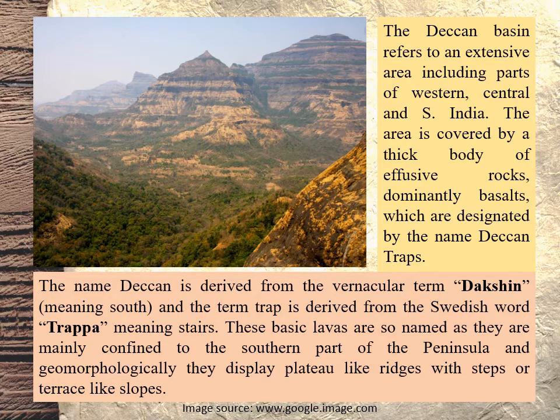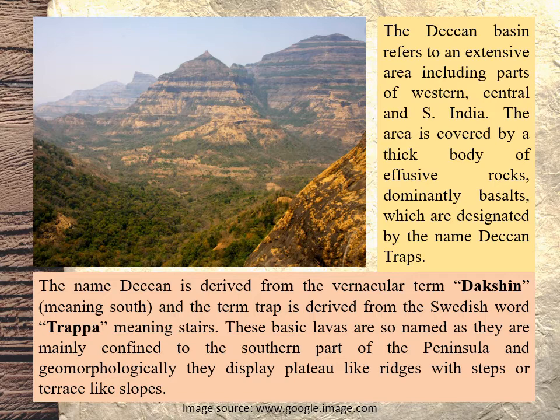The term Deccan came from the word Dakshin, which means south. That means these rocks are exposed in the southern half of the Indian peninsula, particularly in the southwestern part of the Indian peninsula. And the term trap came from the Swedish word trappa, which basically means stairs.